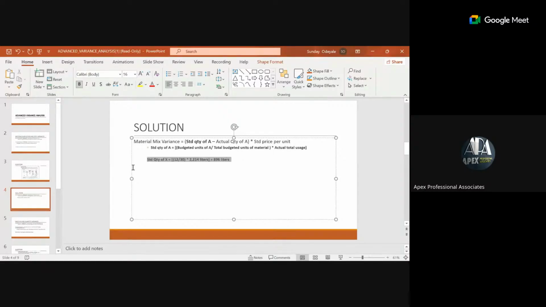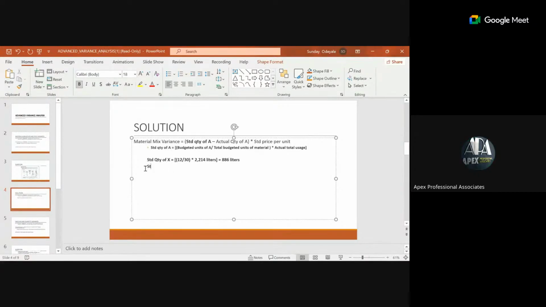So now this is saying that out of these 2,214 liters that you eventually used, 896 of it was supposed to be material X. Sorry, the answer is 885.6. So 12 divided by 30 times 2,214 is 885.6. Yes, so that's 886. Okay, thank you.